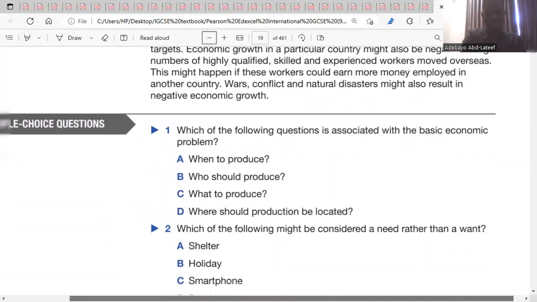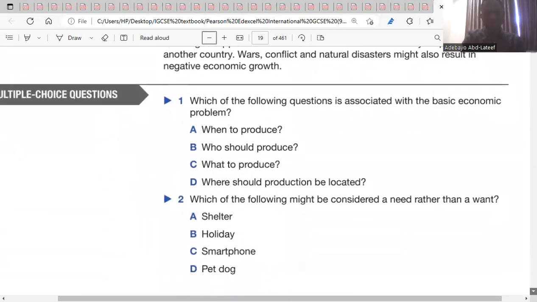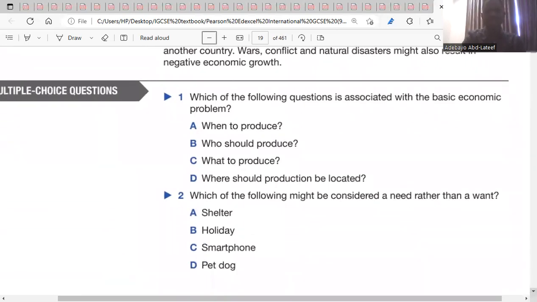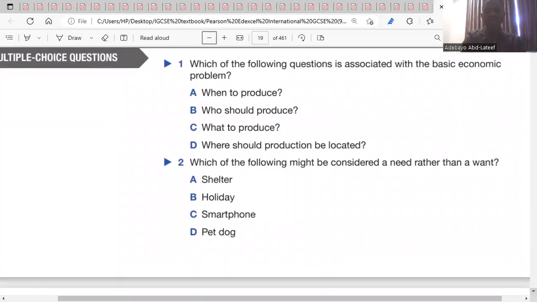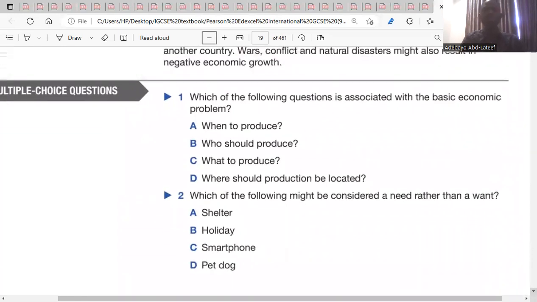So we have multiple choice questions about economic growth. Let's look at the multiple choice questions. On the basic economic problem, which of the following questions is associated with the basic economic problem? What to produce? What to produce? Yes. Great. That's C, right?